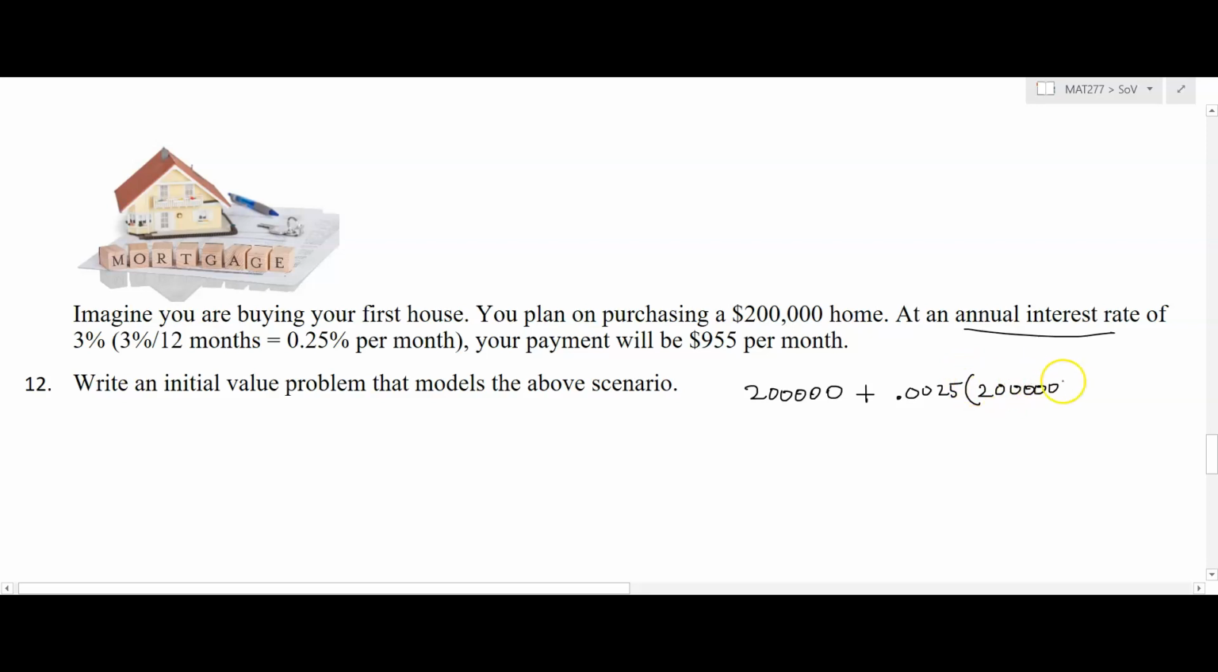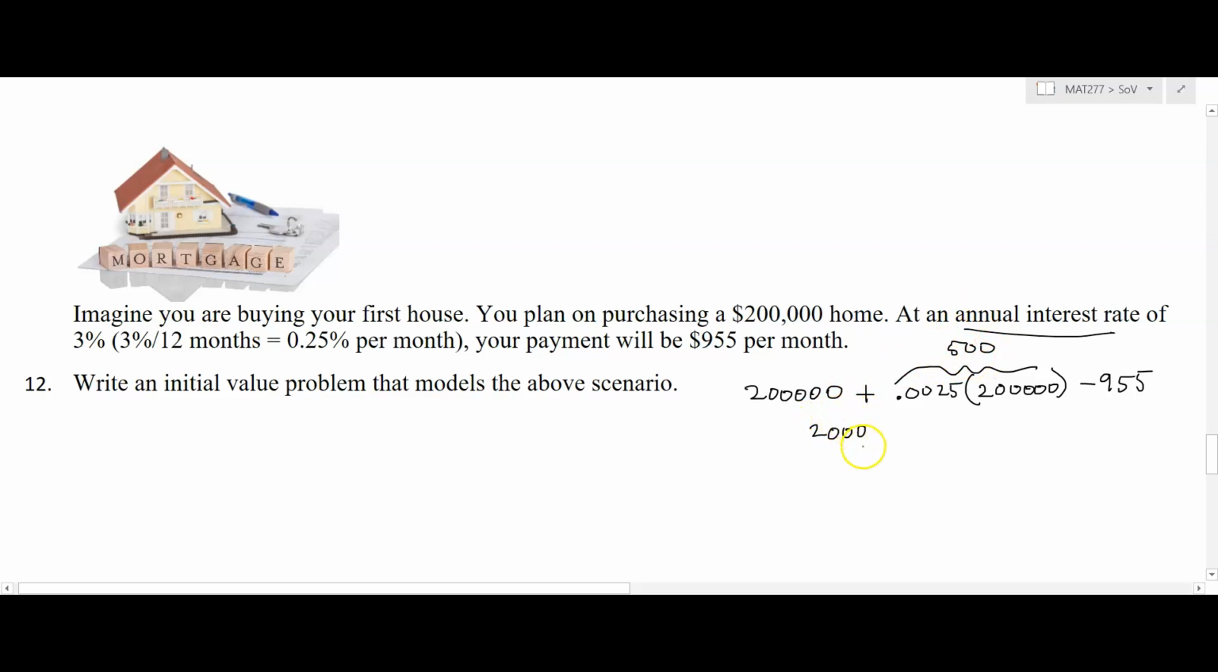So that means they're going to tack on the interest, but then you're going to make your $955 payment, and so hopefully in net your balance will go down. So 0.0025 of 200,000 better be substantially or at least lower than the 955. That actually comes out to $500. So this comes out to $500 in interest that you get charged as a fee just for having that loan.